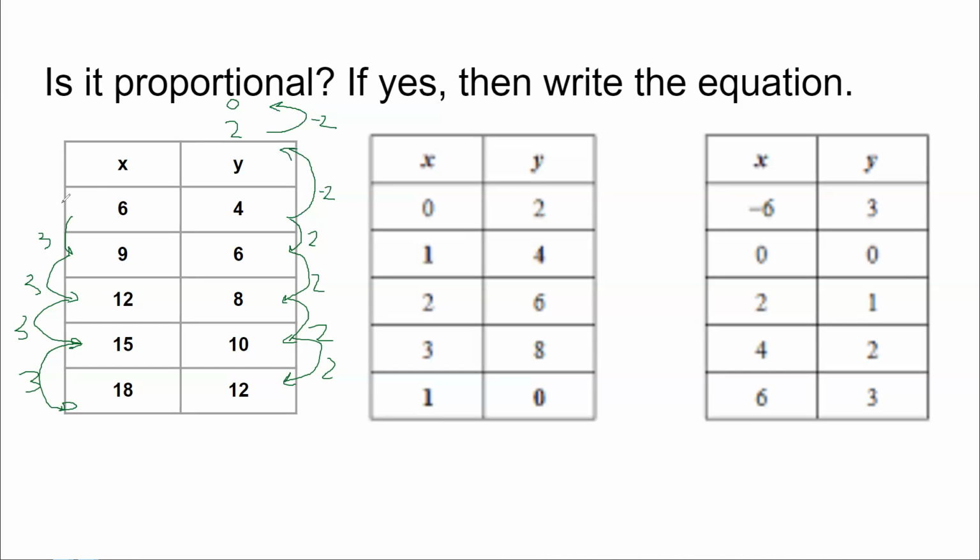So let's see what that x does. We're going to go backwards, so we're subtracting instead of adding 3. 6 minus 3 gives me 3. I have to subtract again because I'm not to 0 yet. So minus 3 gives me 0. 0 and 0 meet up at the same point. So I know that this is proportional because it passed my 2 tests.